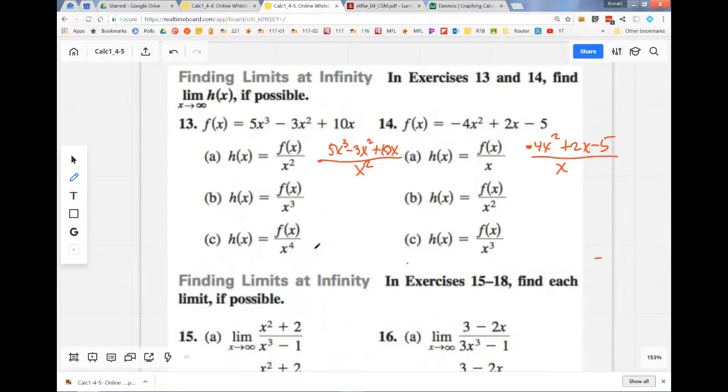So let's take B, 13b. This is 5x cubed minus 3x squared plus 10x over x cubed. Now take the limit of that as x approaches infinity. Notice we have a tie in degree between the top and the bottom. So this is a Michaela problem. Because we have a tie, what's going to be the limit, Michaela?